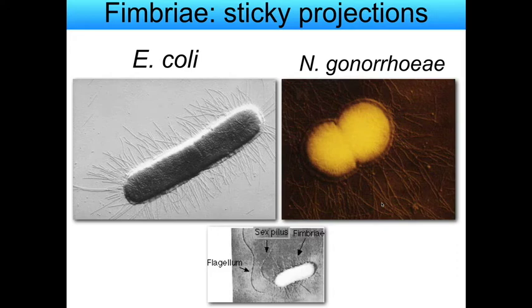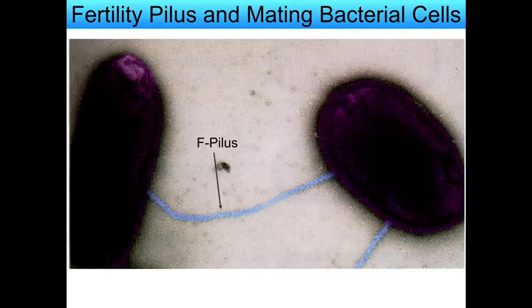Now, you may have heard the term pili or pilus. These are the same things as fimbriae. Pili were discovered in the US, fimbriae were discovered in the UK and reported, and they turn out to be the same thing. So you'll hear these words used interchangeably. However, typically the sex pilus is specific for conjugation in bacteria. So the sex pilus is a fertility pilus that's involved in mating between bacterial cells.